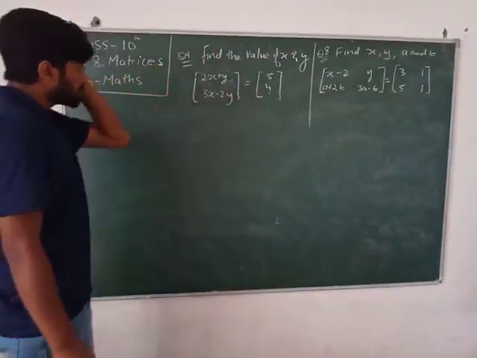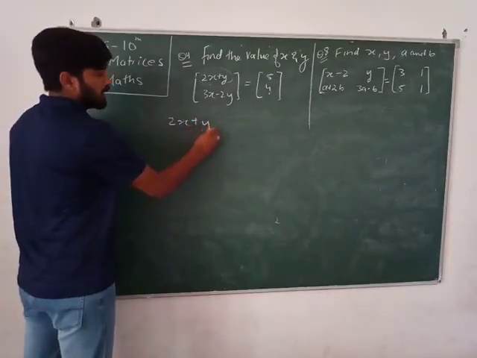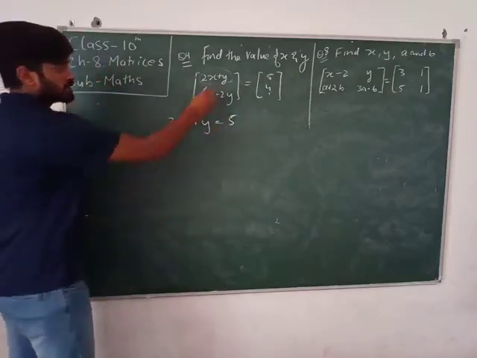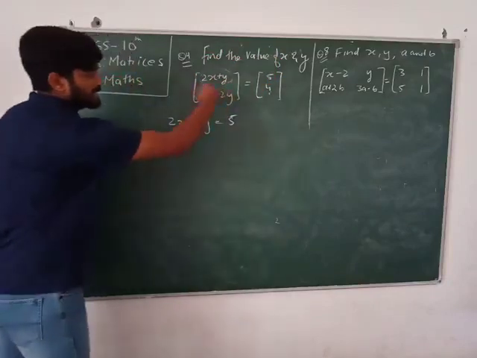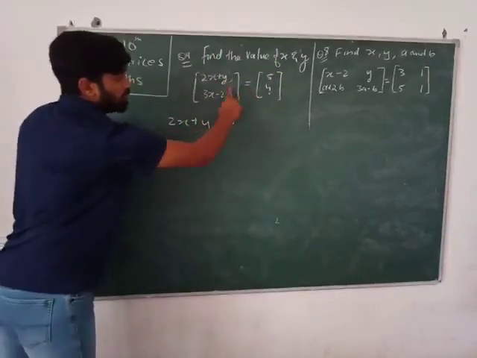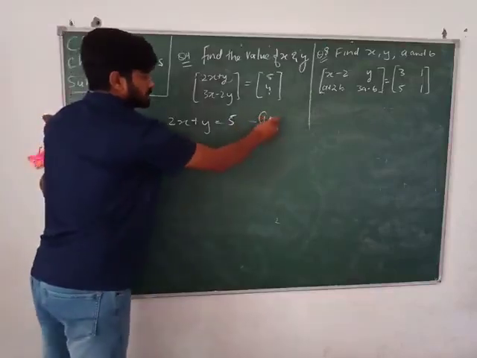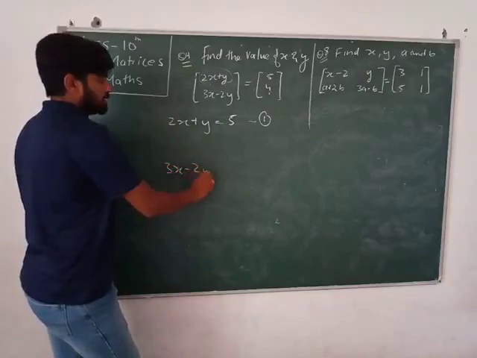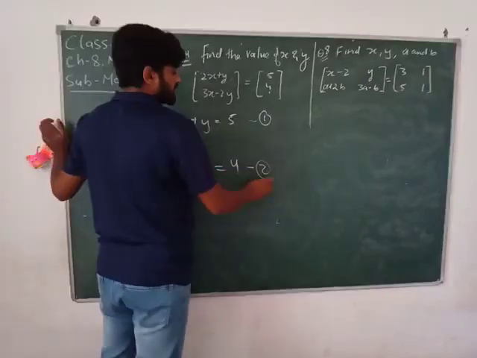So what will I say? I'll say that 2x plus y equals 5, because this element is equal to this element, and this element is equal to that, because both of the matrices are given equal. I can say this is my first equation, and I'll say 3x minus 2y equals 4. But I have to find the value of x and y.